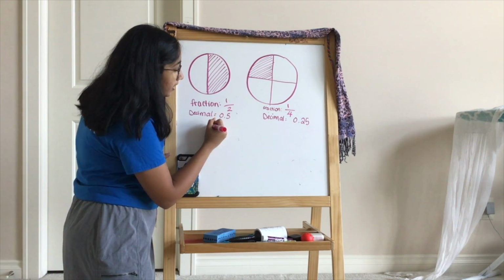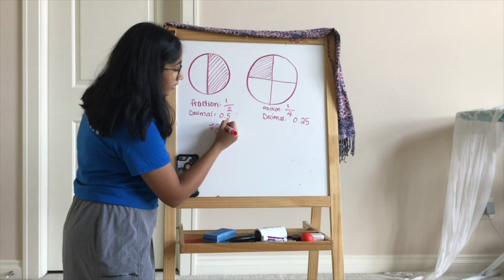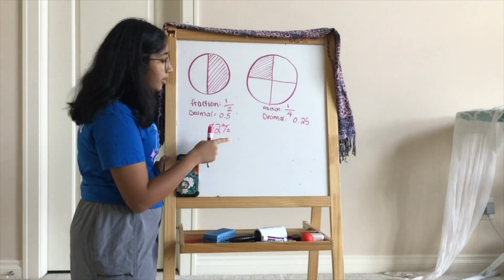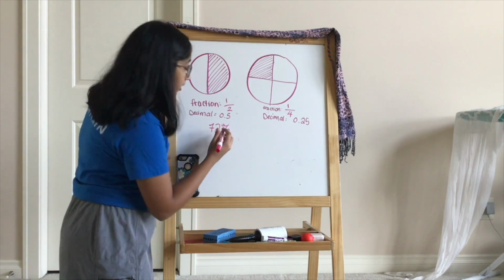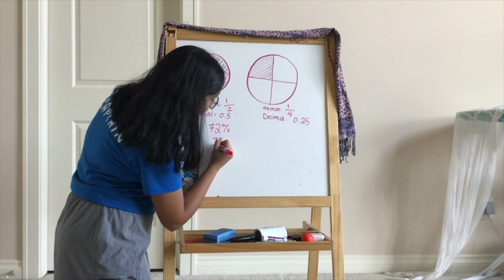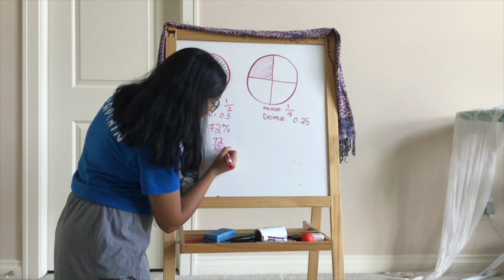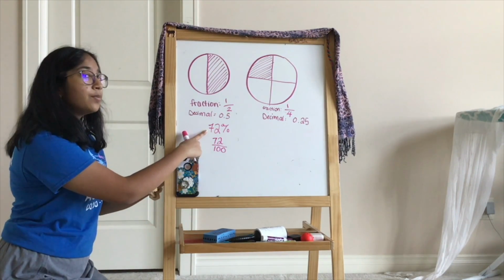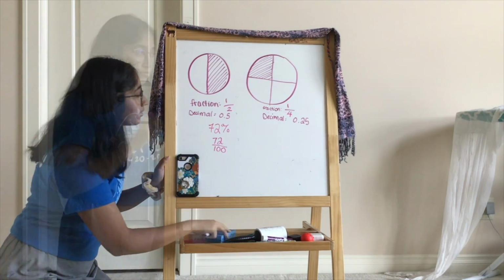So what about the percent 72? 72%. The way to convert this into a fraction is just to write 100 as a denominator. The percent sign is basically telling you that it's 72 parts out of 100 parts.